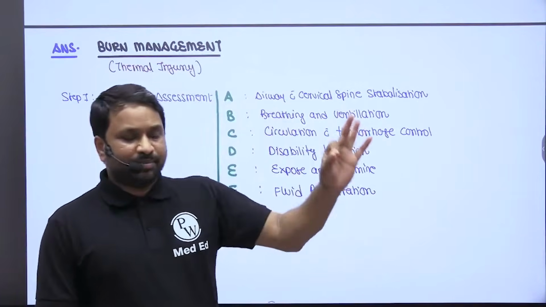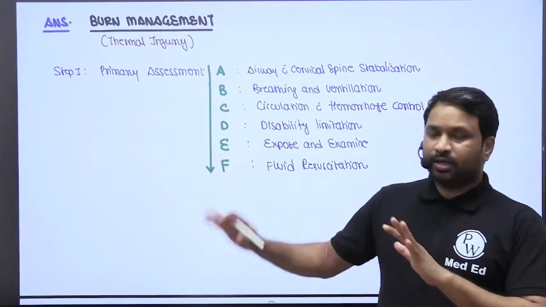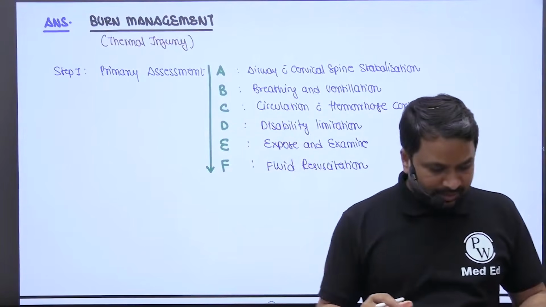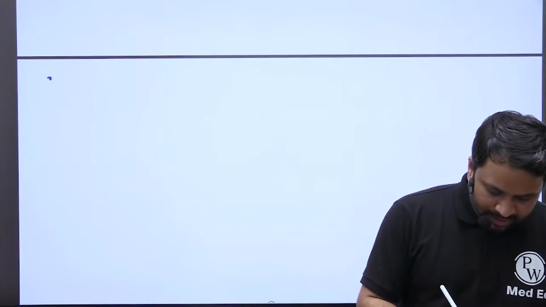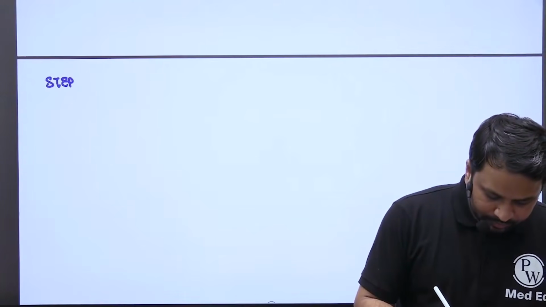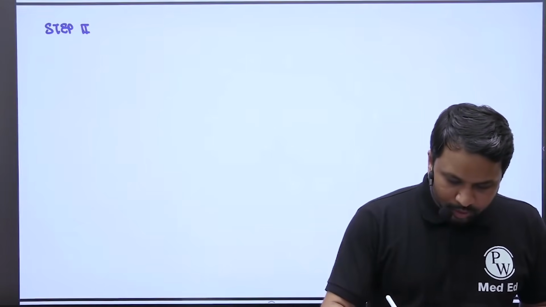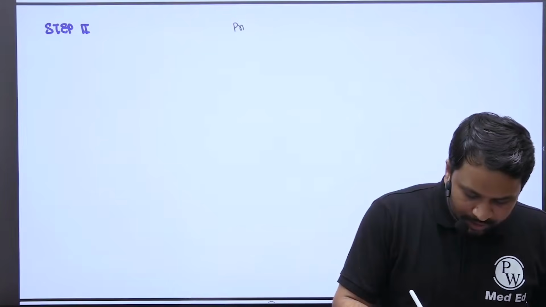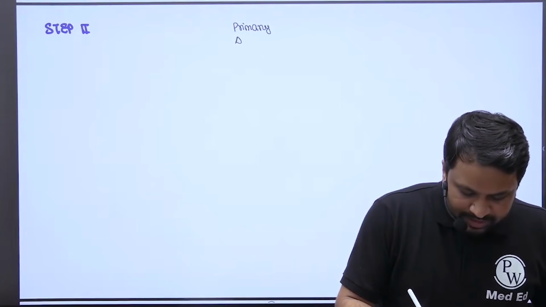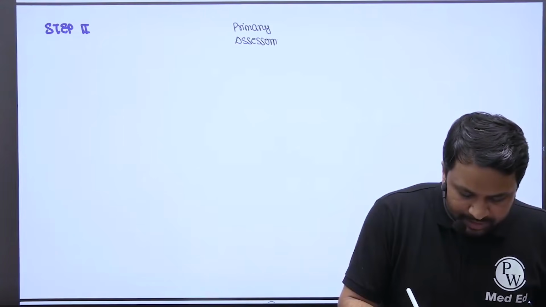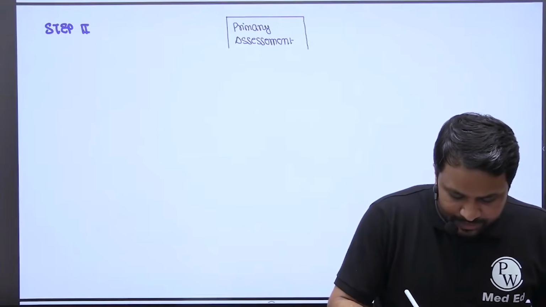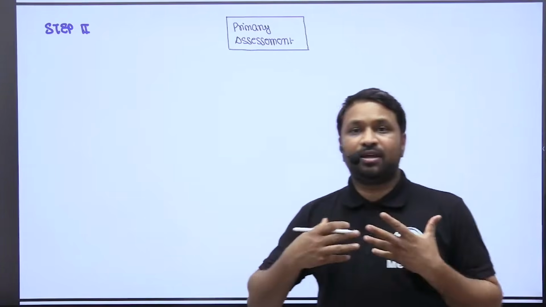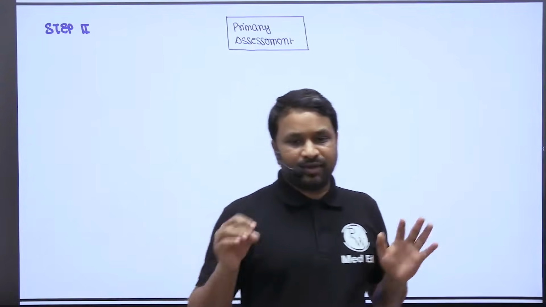So in burn wound management, step number 1 is the primary assessment, which is going to be an ABCDEF protocol. Once you have done that, step number 2 is the assessment status, after the primary assessment. If there are any life-threatening injuries during the primary assessment, you have to address them then and there itself. Especially in inhalational injuries, there will be airway-associated injuries, so you have to secure the airway in that context.